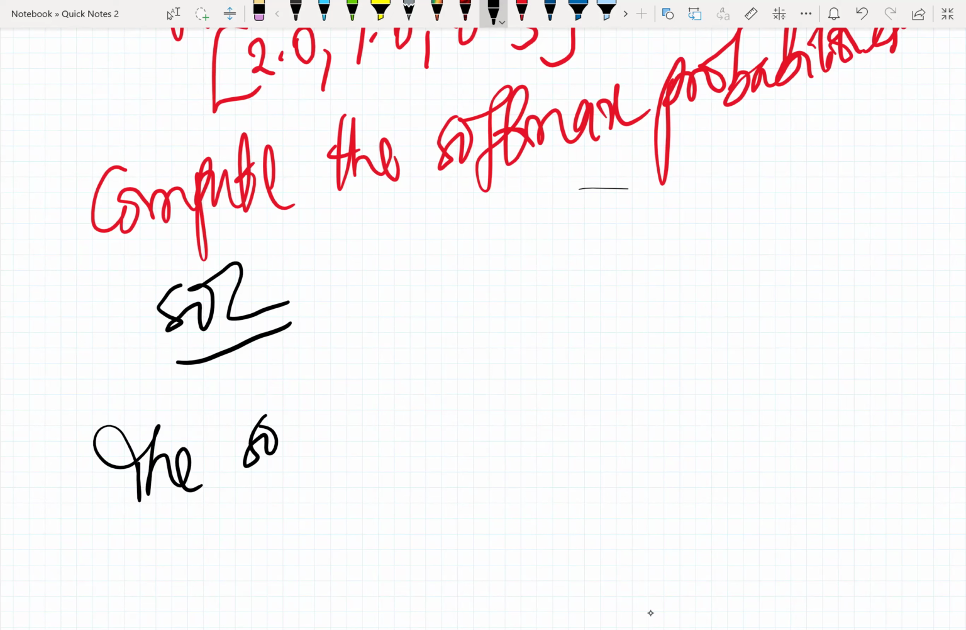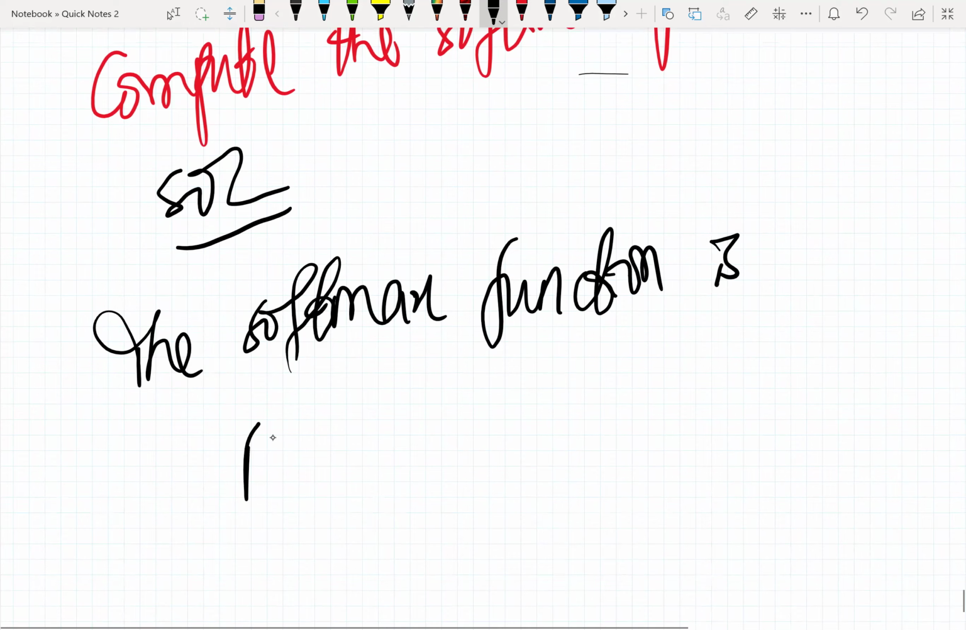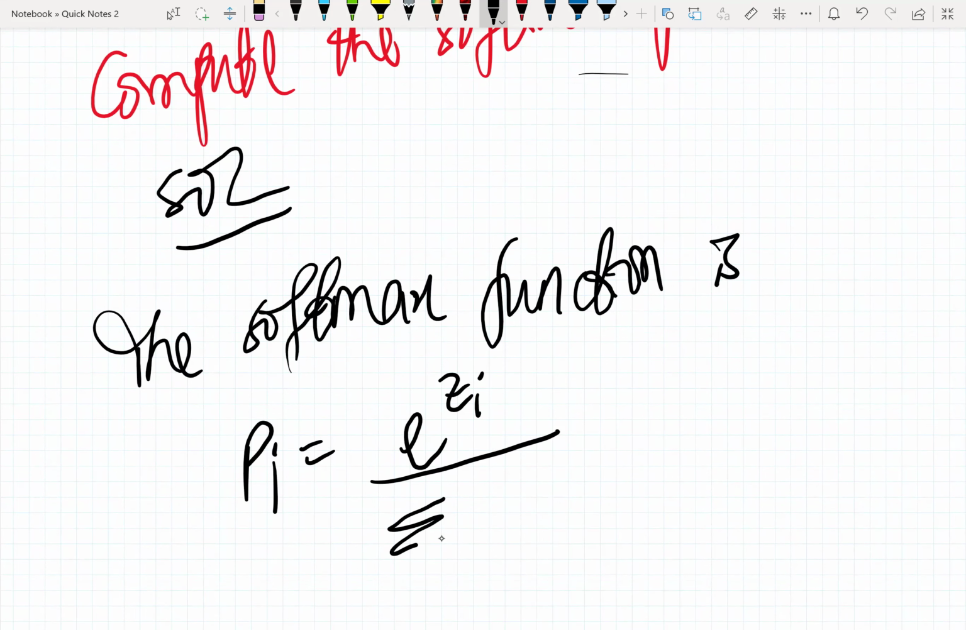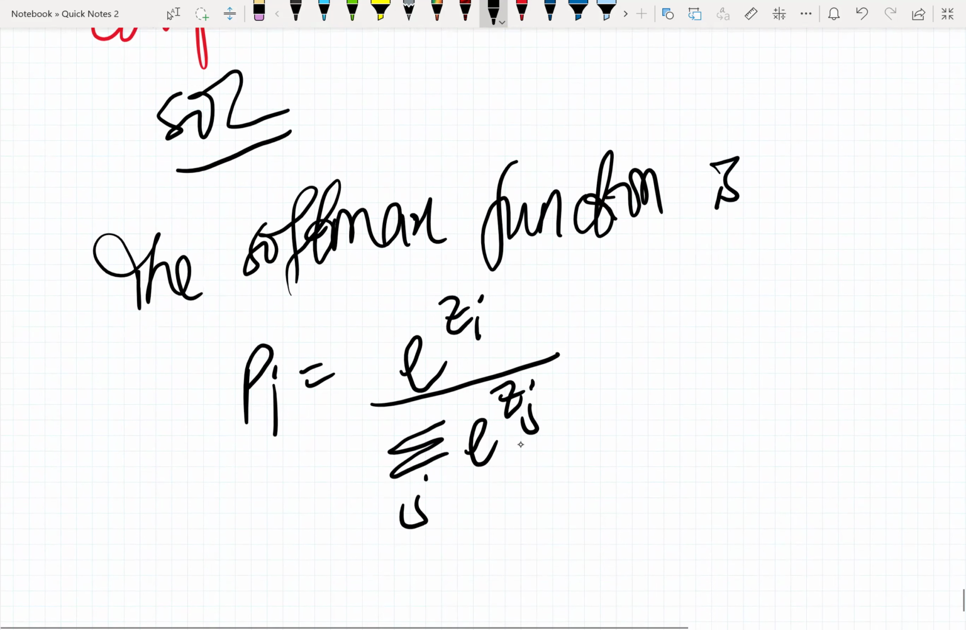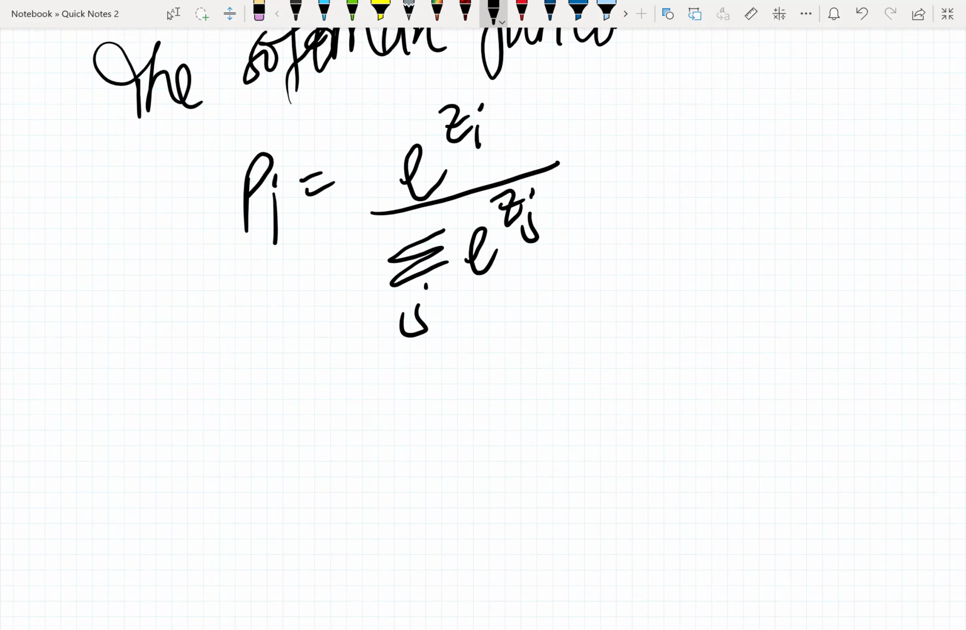We know the softmax function is this: probability of i equals e raised to the power z_i, all over the summation over j of e raised to the power z_j. So what that simply means is that we need all our z's.